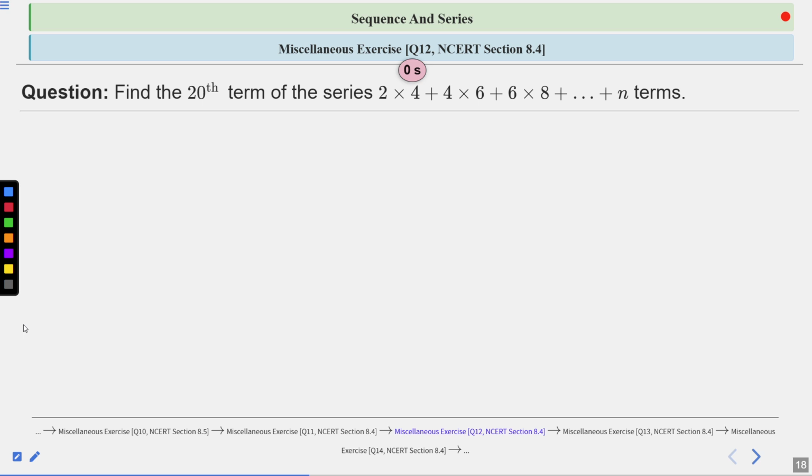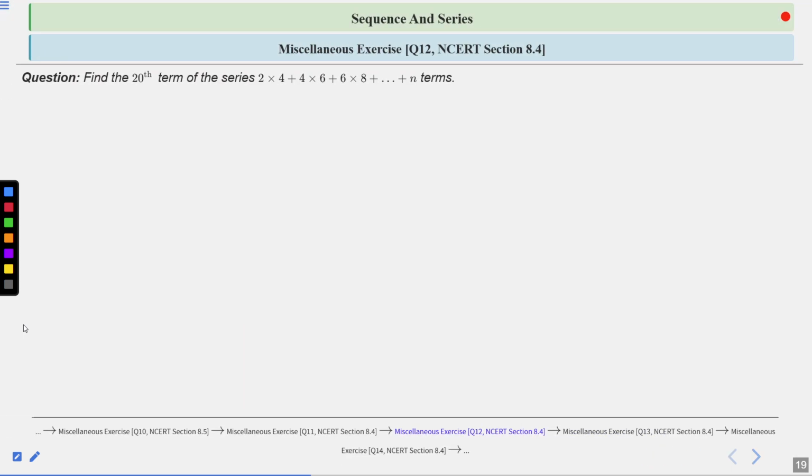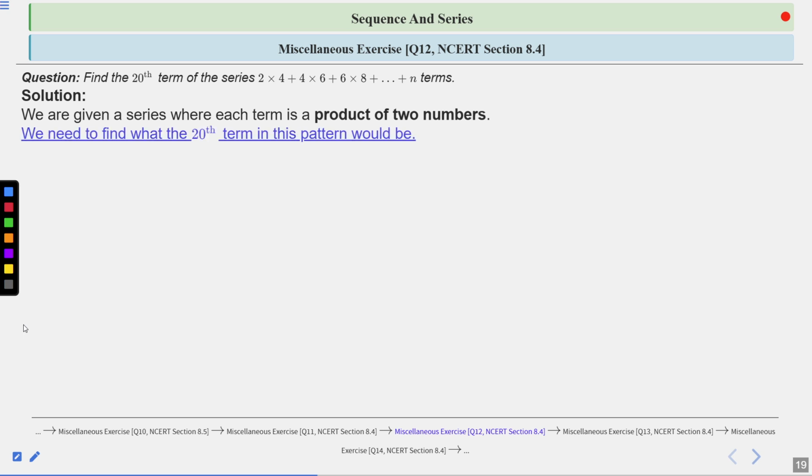Okay, let us move to the solution part. Question is basically find the 20th term of the series 2 into 4 plus 4 into 6 plus 6 into 8 up to n terms, right? So let us see the solution. We are given a series where each term is a product of two numbers, right? Now we need to find what the 20th term of this pattern would be. The given series is 2 into 4 plus 4 into 6 plus 6 into 8 up to n terms, right?